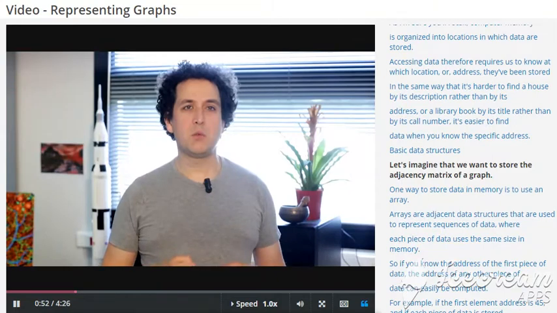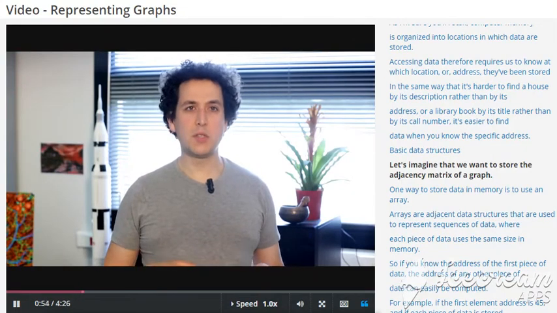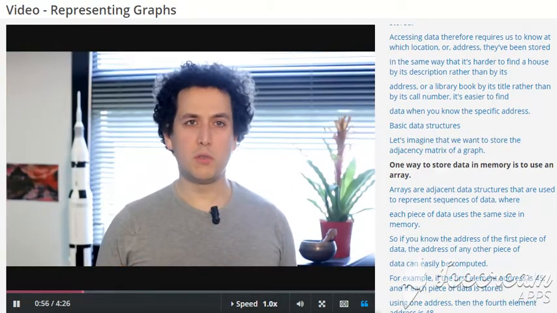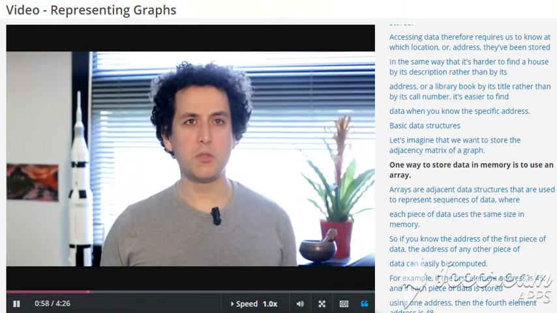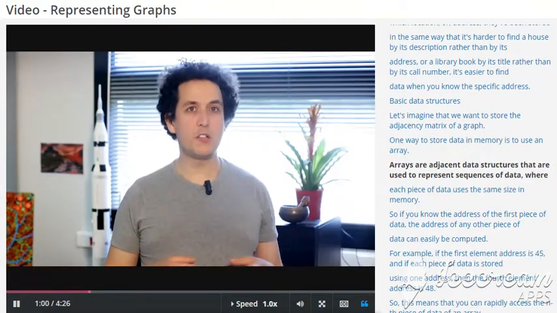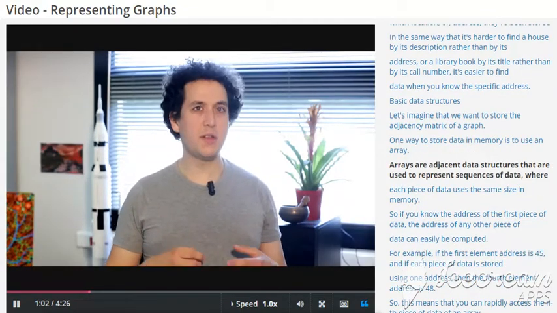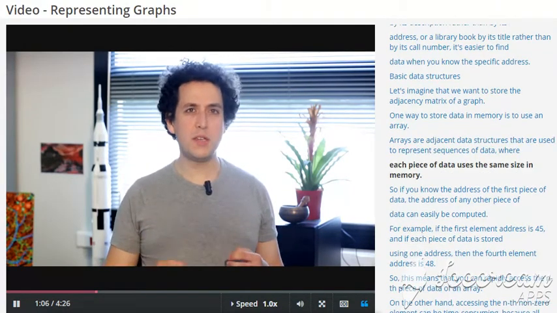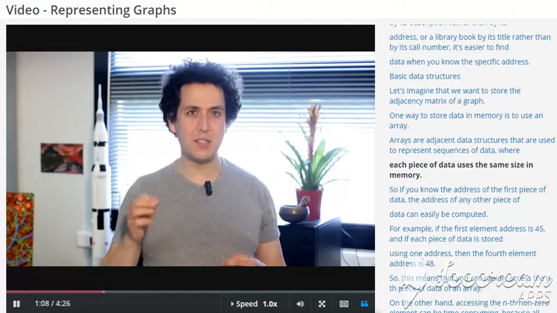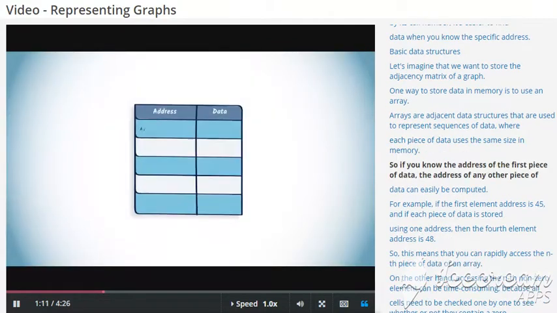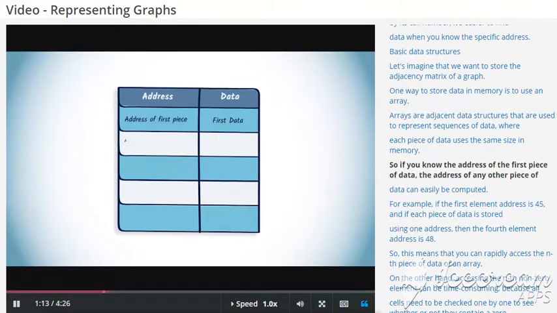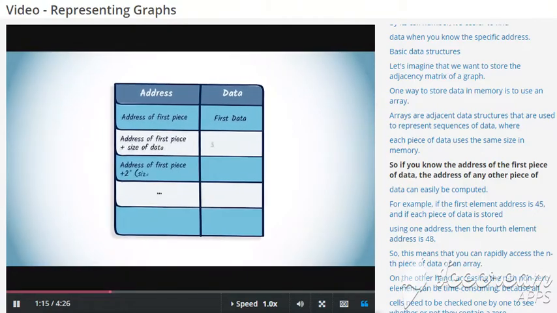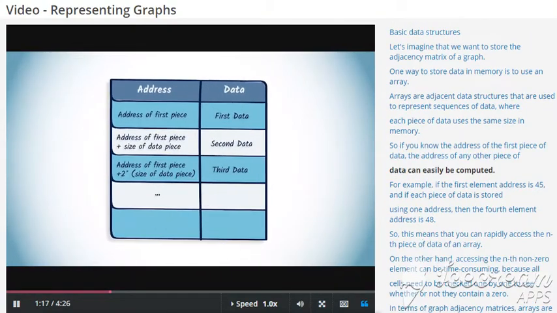Let's imagine that we want to store the adjacency matrix of a graph. One way to store data in memory is to use an array. Arrays are adjacent data structures that are used to represent sequences of data where each piece of data uses the same size in memory. So if you know the address of the first piece of data, the address of any other piece of data can easily be computed.